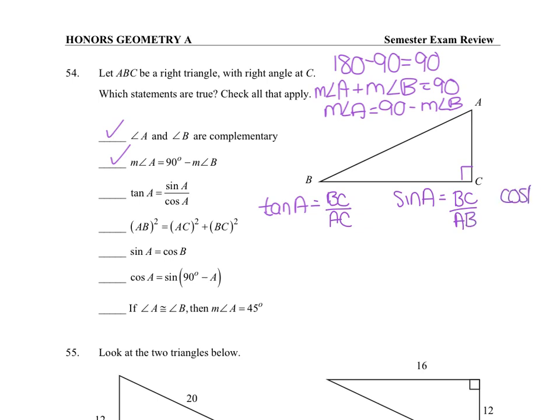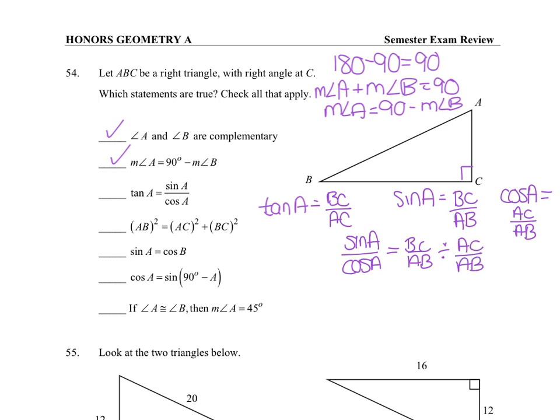And cosine of A is equal to adjacent, which is AC, over hypotenuse, which is AB. We're looking to see if tangent A equals sine of A over cosine of A. Sine of A over cosine of A is the same thing as sine of A divided by cosine of A. So we're going to be looking at BC divided by AB and what that divided by AC over AB looks like.